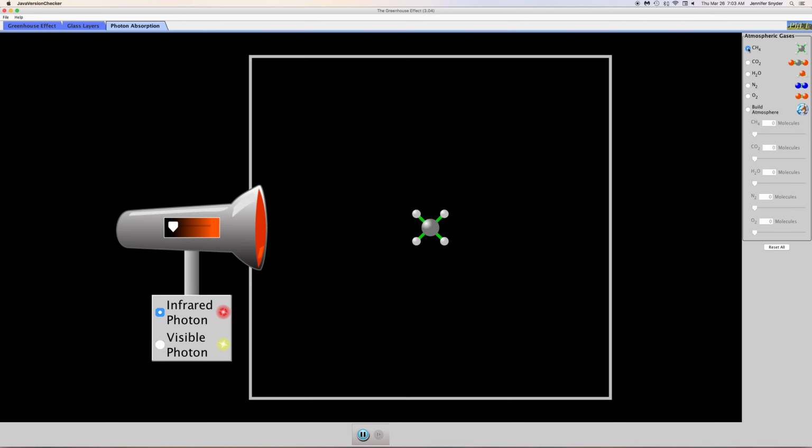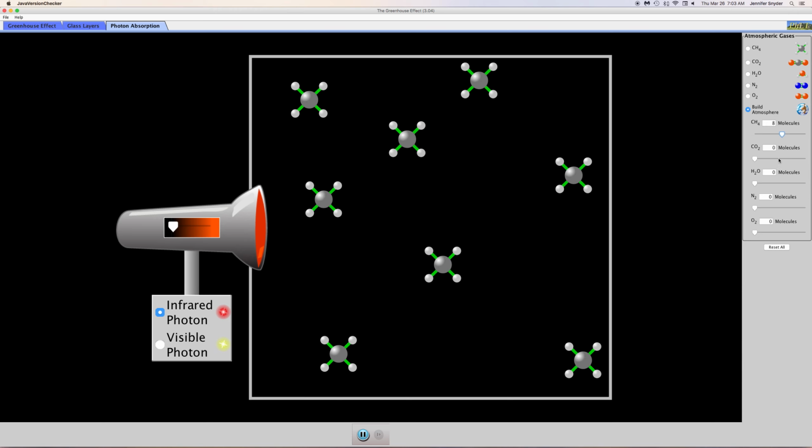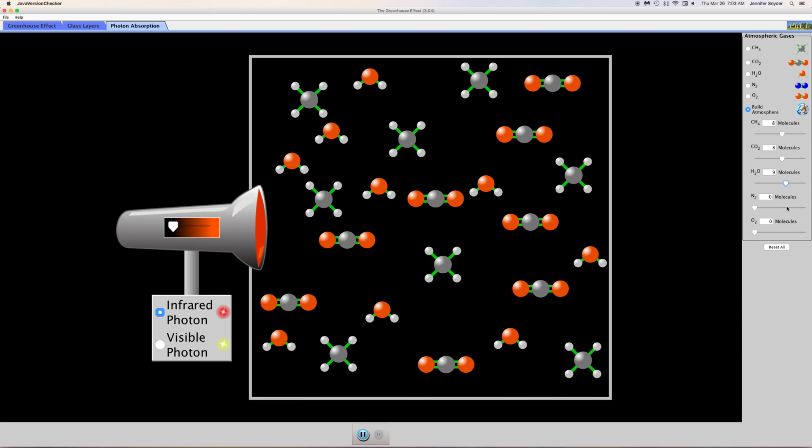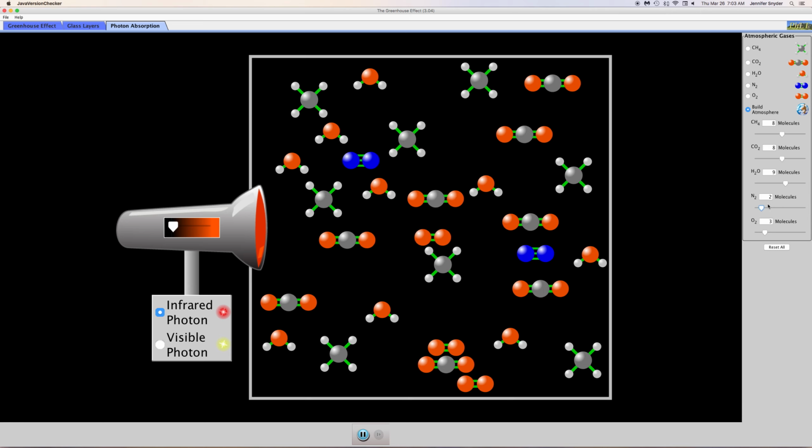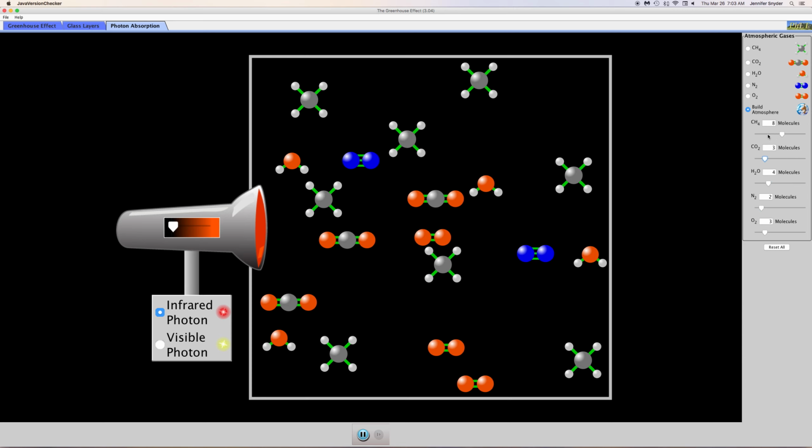This first one you see is methane, CH4. The next one we see is carbon dioxide, CO2, water, H2O, N2, the majority gas of the atmosphere, and O2, the second most common of the atmosphere. So I'm going to put all of those here, and then I'm going to bombard them with energy, and then you can take a look and see what happens to these molecules when they get hit with energy. So here we go with the heat, or the infrared.